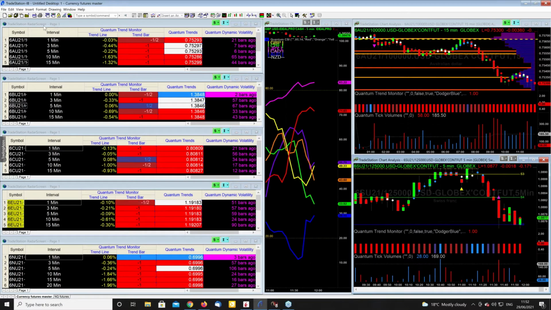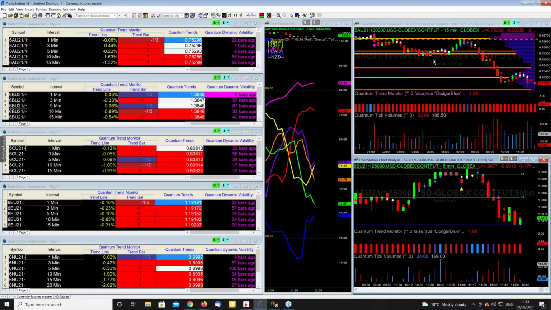This is Radar Screen, which is a fantastic application, immensely powerful. I've got it set up here on the currency futures. I've got the 6A, which is the Aussie dollar. I've got the 6B, which is the pound dollar. I've got 6C, which is CAD dollar, not dollar CAD, because everything in futures is inverse. I've got the 6E euro dollar, 6N New Zealand dollar down here.